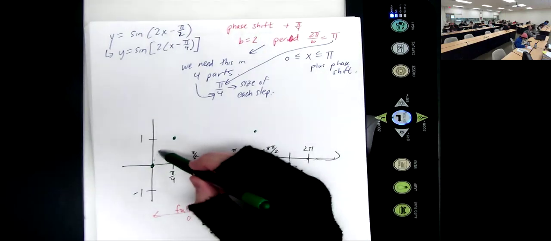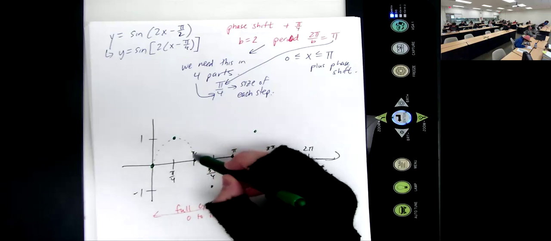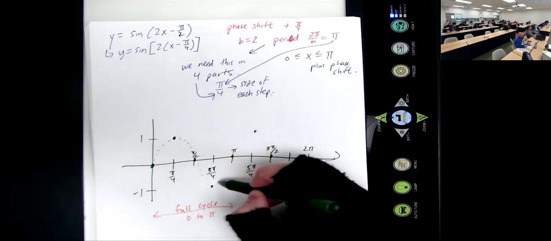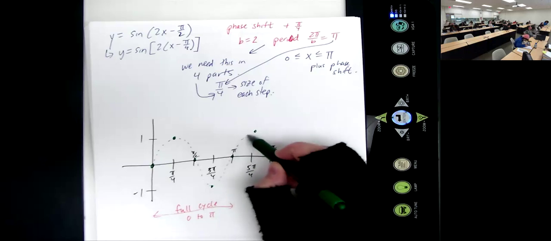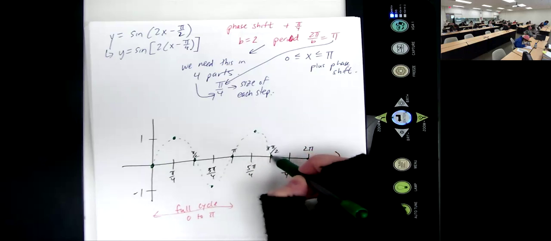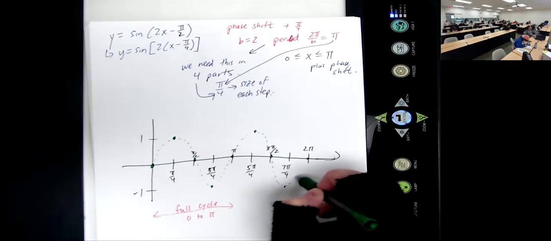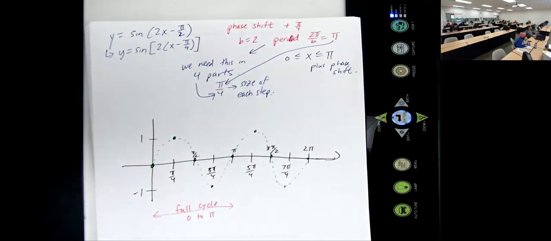If I wanted to do it real lightly, I could. We haven't done our phase shift yet, though. So if you do this, do it real light. I need to be able to tell the difference on the test between your actual graph and your base graph.